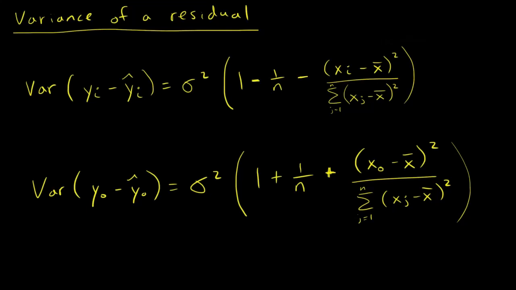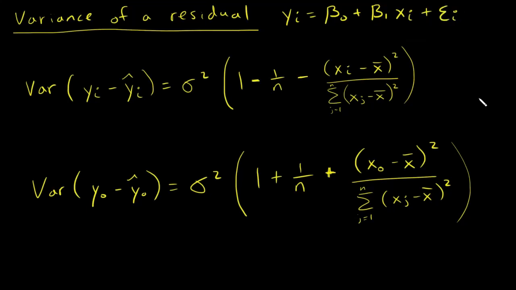All right, in this video, I wanted to talk about the variance of a residual. I'm going to be talking about a simple linear regression model. So I have yi equals an intercept, and then a slope. We have one predictor, and then we have an error term.